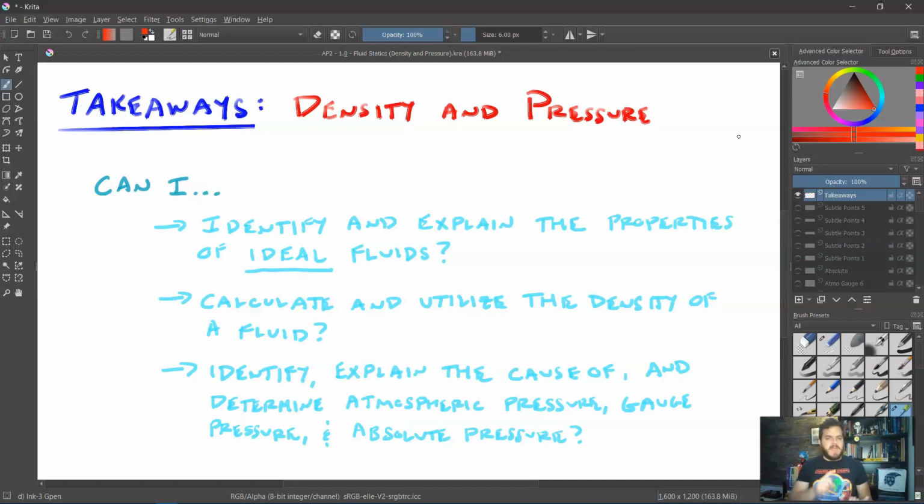And lastly, can we identify, explain the cause of, and determine atmospheric pressure, gauge pressure, and absolute pressure? The cause is ultimately the weight of fluid above a particular surface. The atmospheric pressure is just from the weight of the atmosphere. The gauge pressure is from any additional fluid above a surface. And the absolute pressure is just the total pressure combining those two.